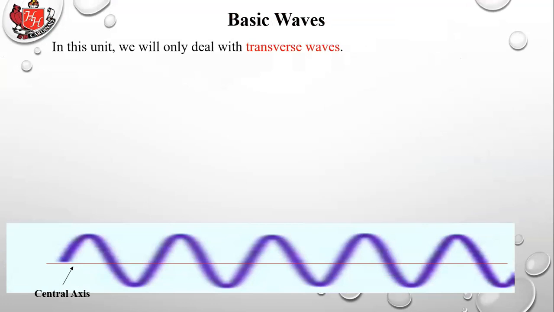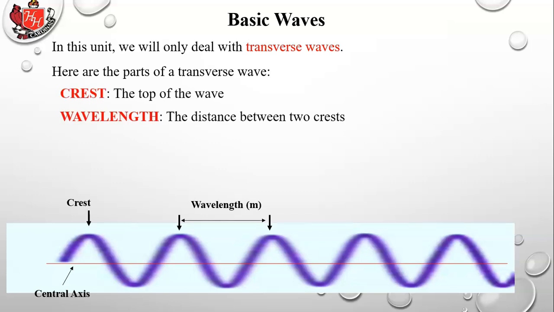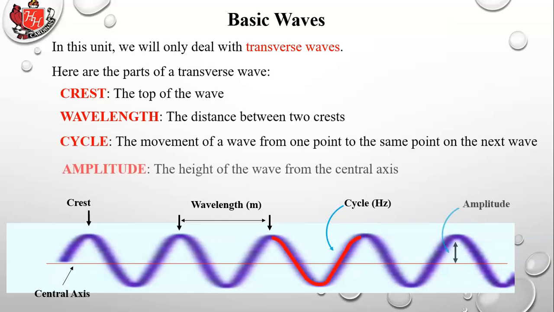In this unit, we will only deal with transverse waves, like the one you see below. Here are the parts of a transverse wave. The crest is the top of the wave. The wavelength is the distance between two crests. A cycle is the movement of a wave from one point to the same point on the next wave. And amplitude is the height of the wave from the central axis.